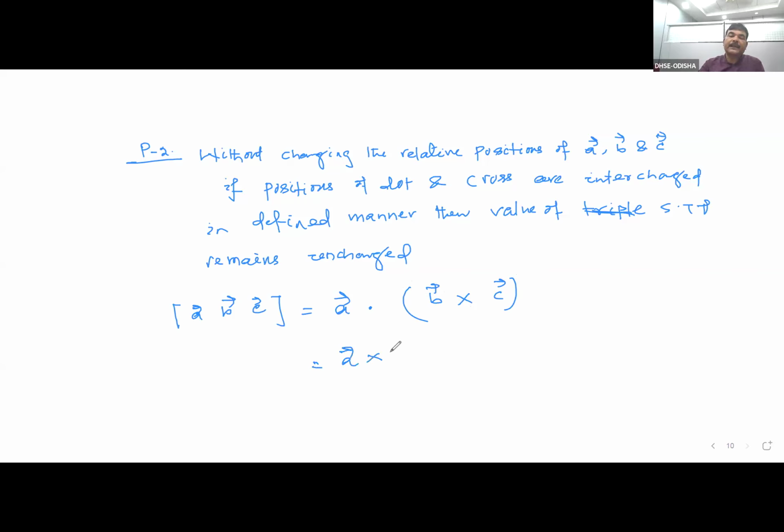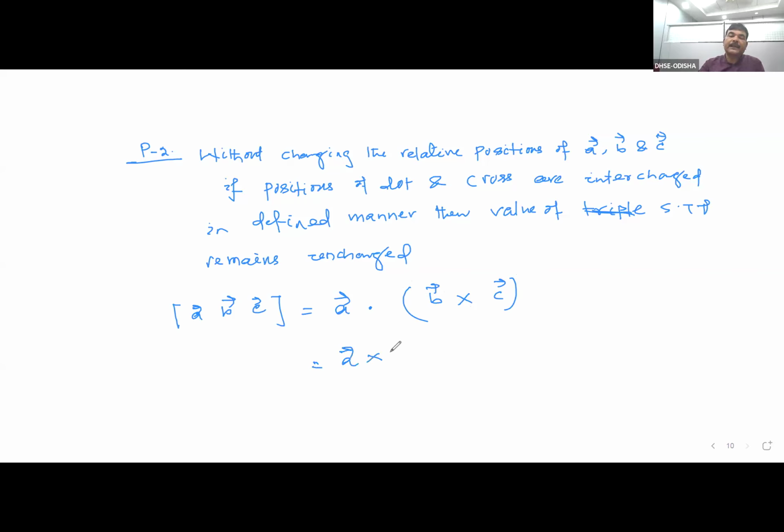If any two of the three vectors A bar, B bar, and C bar are either parallel or equal, then box product ABC is equal to 0. Come to the proof. Box product ABC equals A dot B cross C.